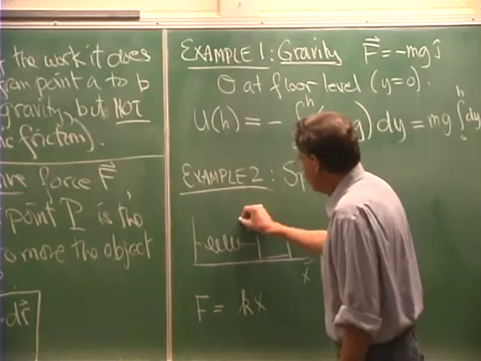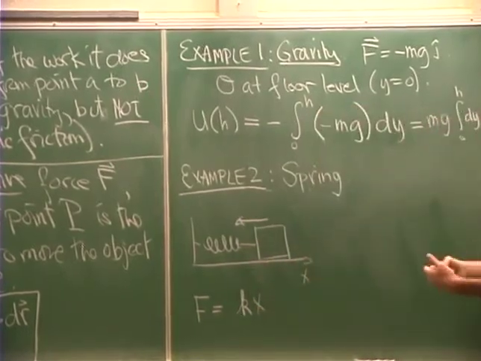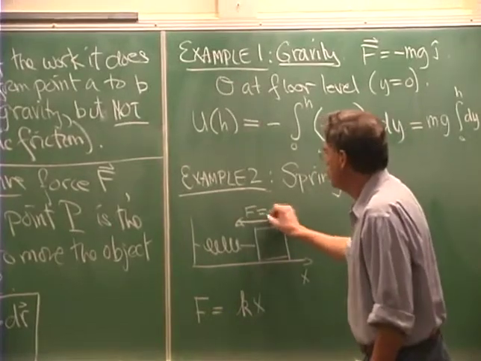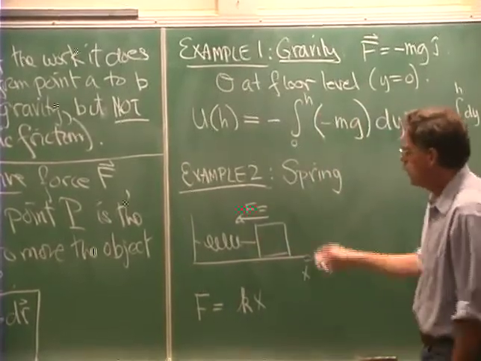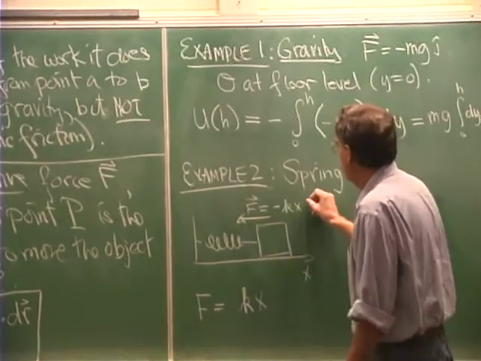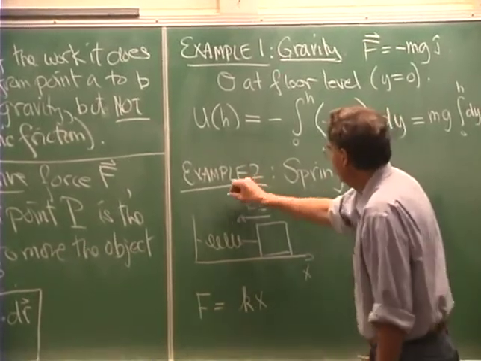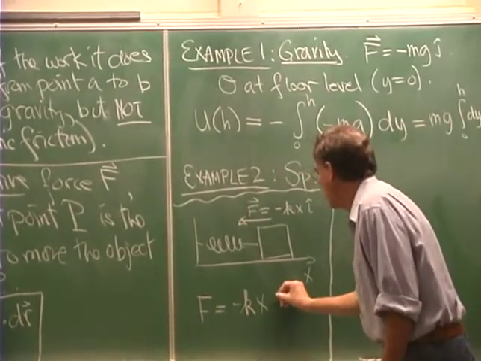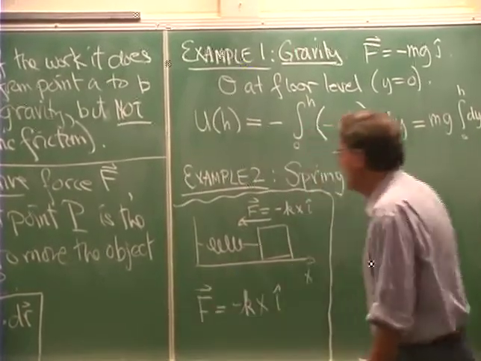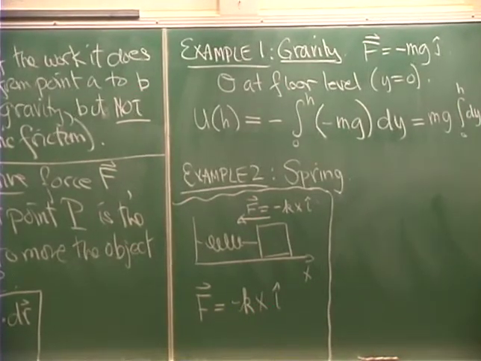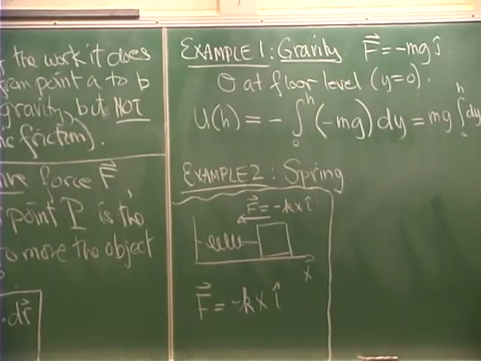But let's be very careful about the signs now. The force on this thing is back in this direction. If it's been extended out an amount x, the force is back toward zero extension. It's equal to minus kx in the i hat direction. So minus kx i hat is the force that's acting on the object by the spring.